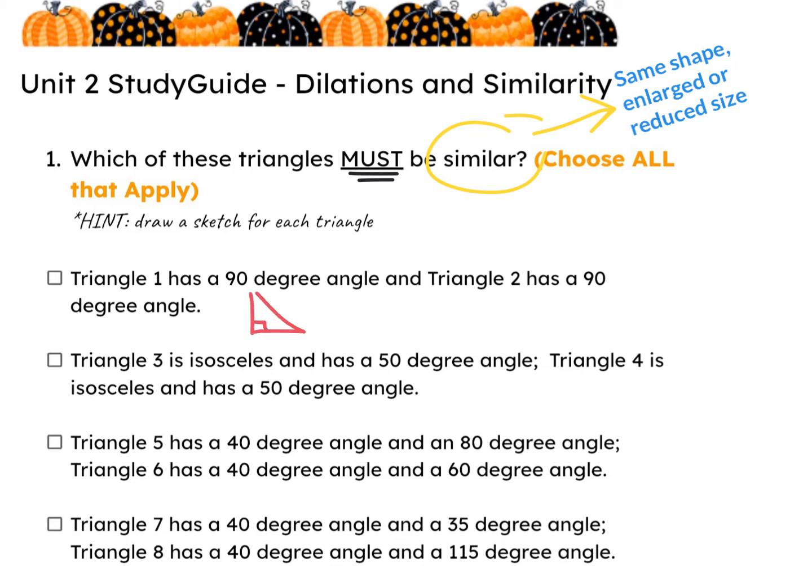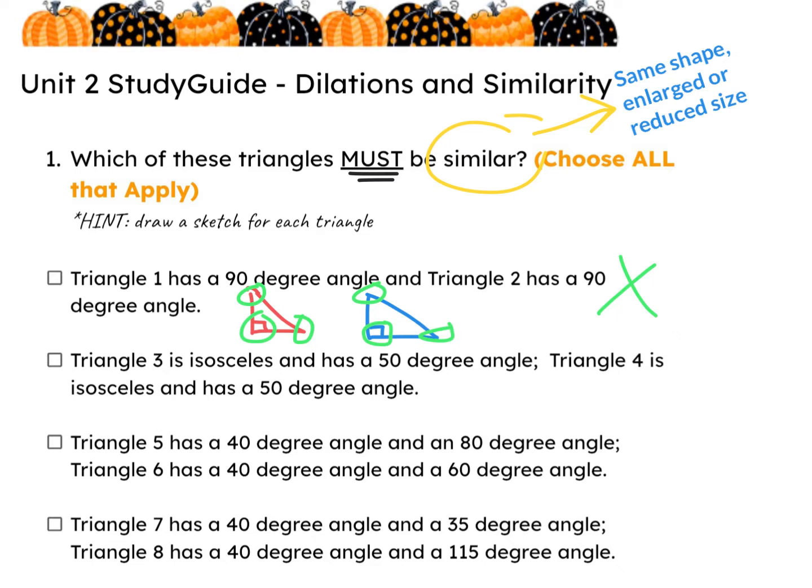There's a triangle with a 90-degree angle. And here's another triangle with a 90-degree angle. To be similar, all these angle measures must be the same, all three. So we know for certain that they would both have a 90-degree angle, but the other two angles could be different measures. So we can't say for sure that question number 1 would be similar.